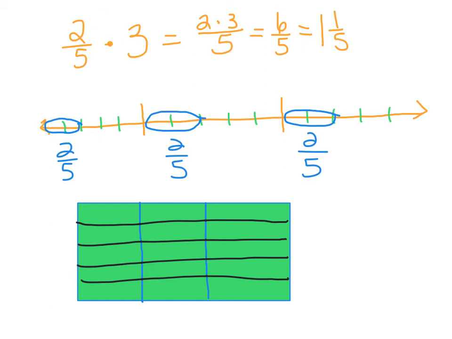Now in the number line, we circled each fifth. Here we're going to shade them in. So I shade 2/5 in the first hole, and 2/5 in the second hole, and 2/5 in the third hole. And so I have 6/5, just like I did on the number line, and just as I get as the product when I multiply.